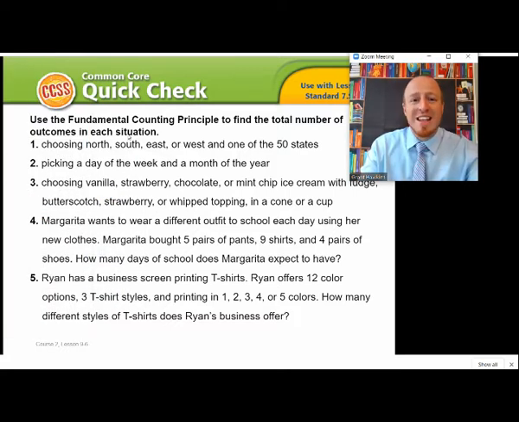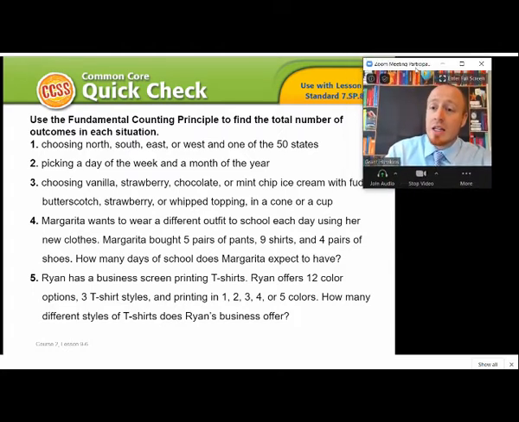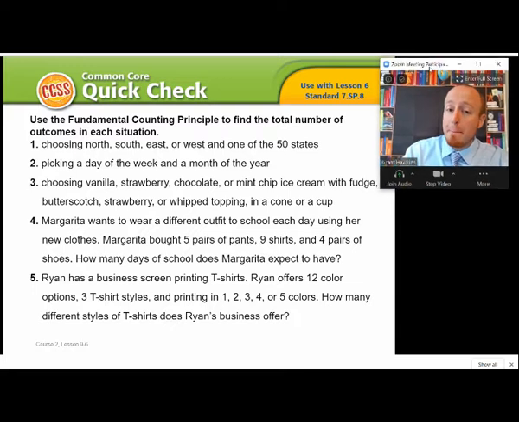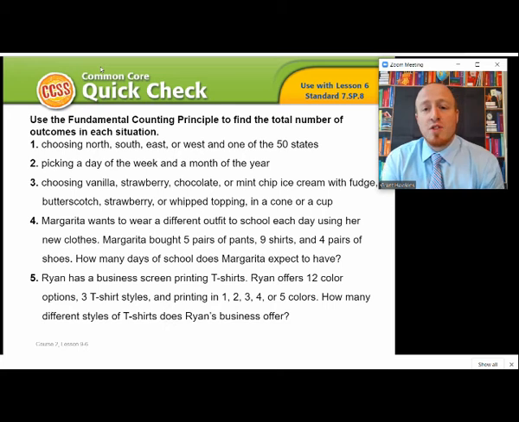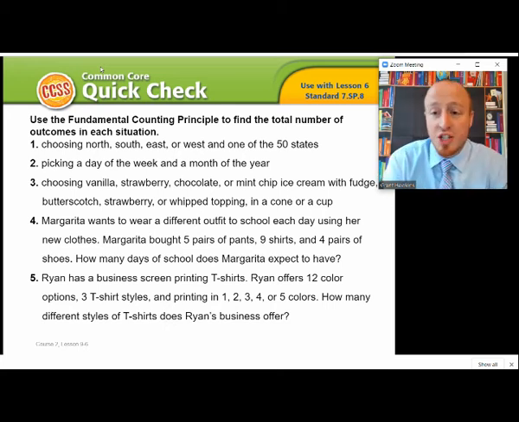So here we go. We're going to jump right in to the next lesson. Since you didn't have any homework, we can just go through it. I can assign your homework because you best believe you have homework today. And then we'll wrap it up. So, it says use the fundamental counting principle. This is just a review from yesterday. Use the fundamental counting principle, aka multiply the number of possible outcomes from one event and another to find the total number of outcomes in each situation.